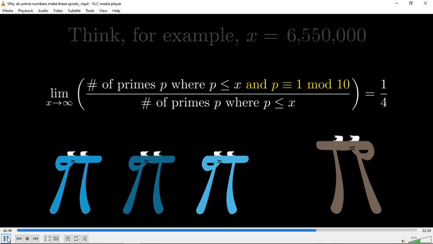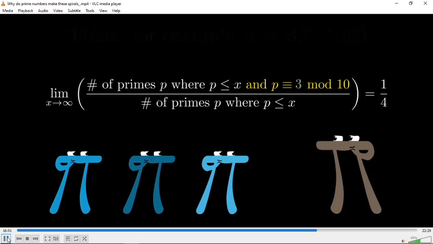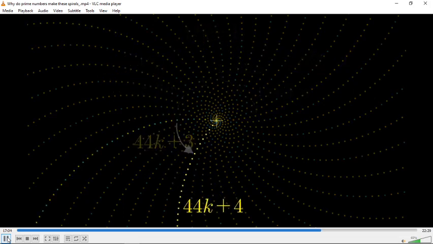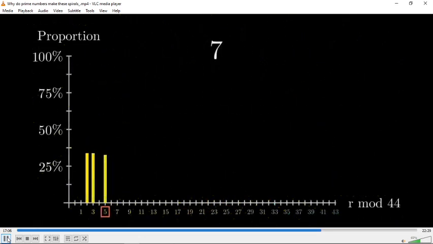And likewise for all of the other allowable residue classes, like 3 and 7 and 9. Of course, there's nothing special about 10. A similar fact should hold for any other number. Considering our old friends the residue classes mod 44, for example, let's make a similar histogram, showing what proportion of the primes show up in each one of these.